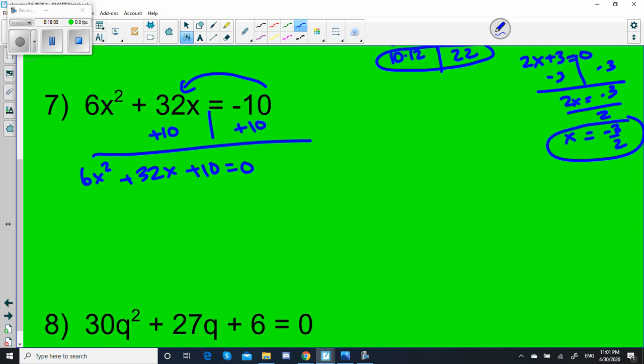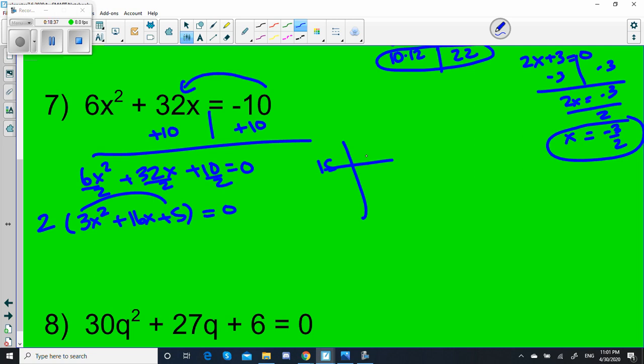All right, let's take a look. Do we have a GCF? Well, 2 will come out of all of them. 3 doesn't work. I think it's 2. So let's divide each of those terms by 2. So 3x squared plus 16x plus 5. So we are looking for factors of 15 that give us 16. Well, 1 times 15 fits the bill right away.